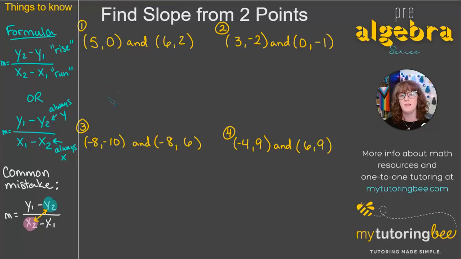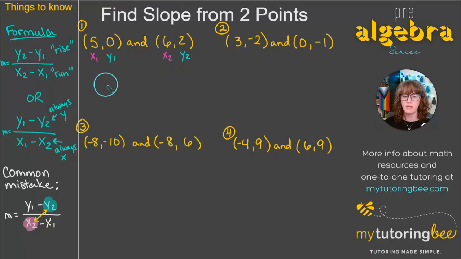So let's start off by labeling our points. This is going to make it a little bit easier for us to put the correct number in the correct places. So my 5 is the x value for my first point, and the 6 is the x value for my second point. And then the 0 is the y value for my first point, and the 2 is the y value for my second point. So that will hopefully help me just to know where to put each of these in the correct position.